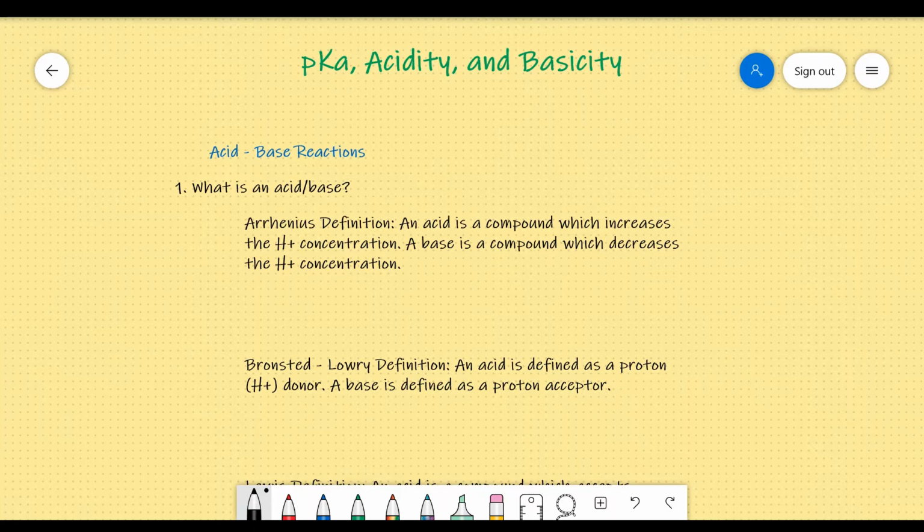Today we're going to be discussing pKa, acidity, and basicity.